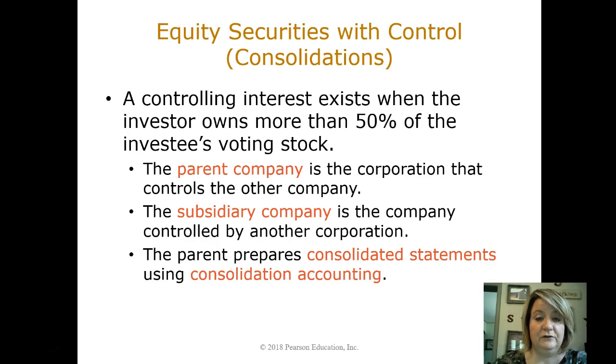Equity securities with control. If you have control of the company in consolidations, or you own more than 50% of the voting stock, the parent company is the corporation that controls the other company, and the subsidiary company is the company controlled by another corporation. The parent prepares the consolidated statements using consolidation accounting.